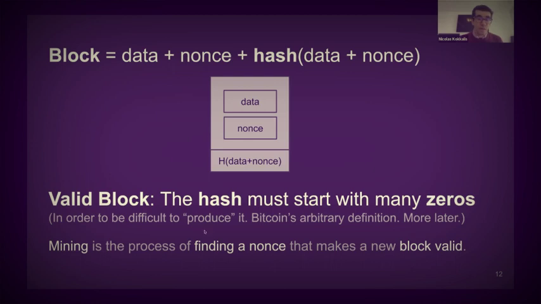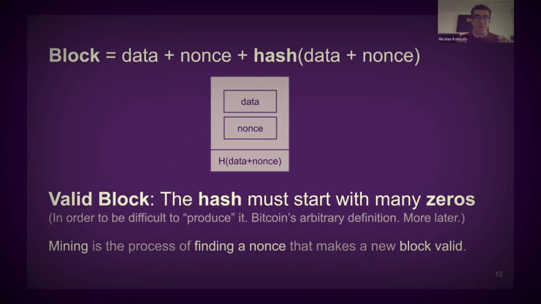So now, Bitcoin, or Satoshi, came up with this arbitrary definition that says that a valid block is a block for which the hash starts with many zeros. And we'll look at that in a minute in the example.